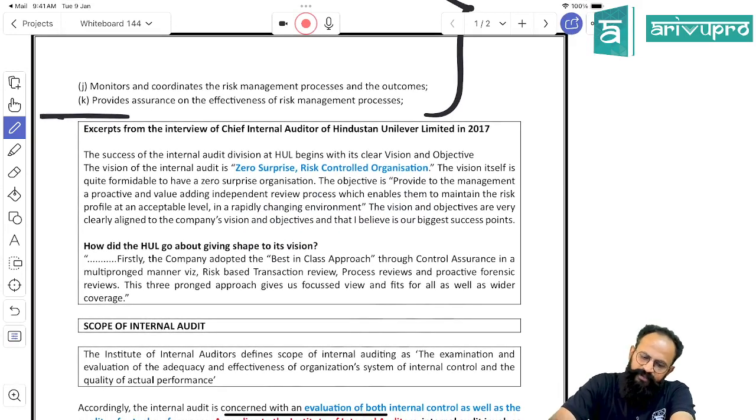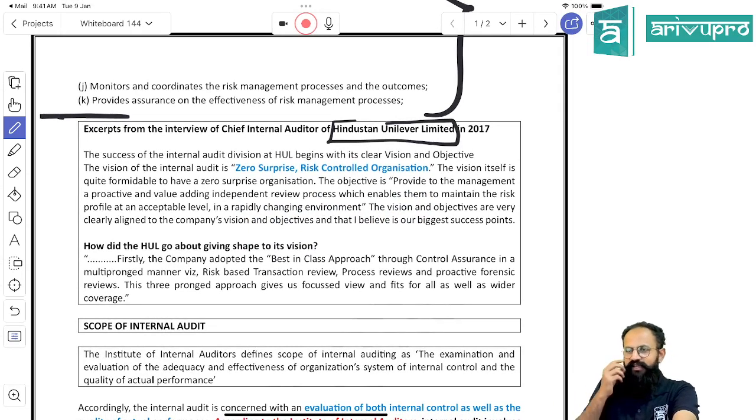Next one, sir. This one is a good policy in Hindustan Unilever. The chief internal auditor says that their entire policy runs on one vision, and that vision is zero surprise risk controlled organization. What do you mean by zero surprise risk controlled organization? That means there should be no surprises for us.